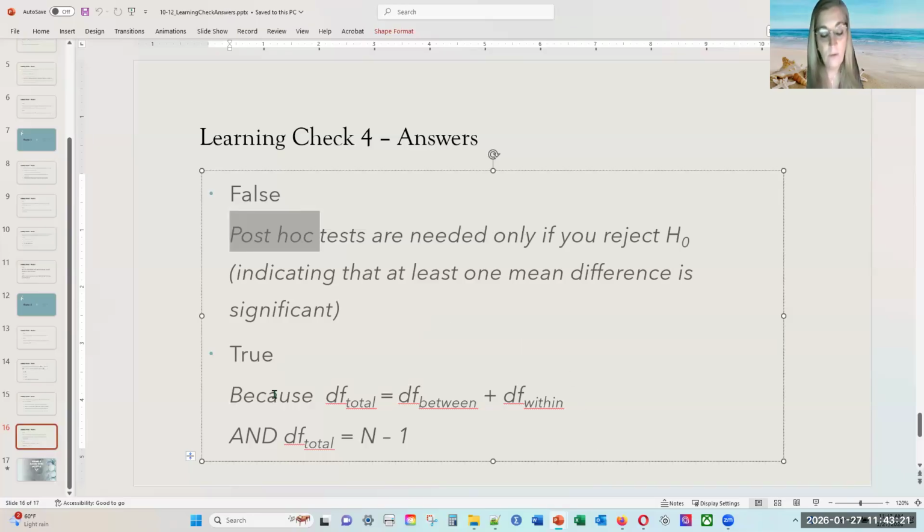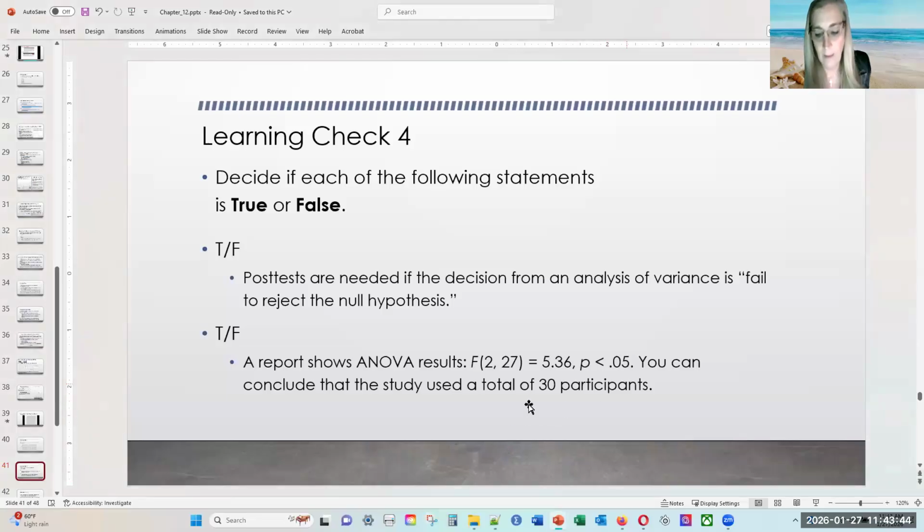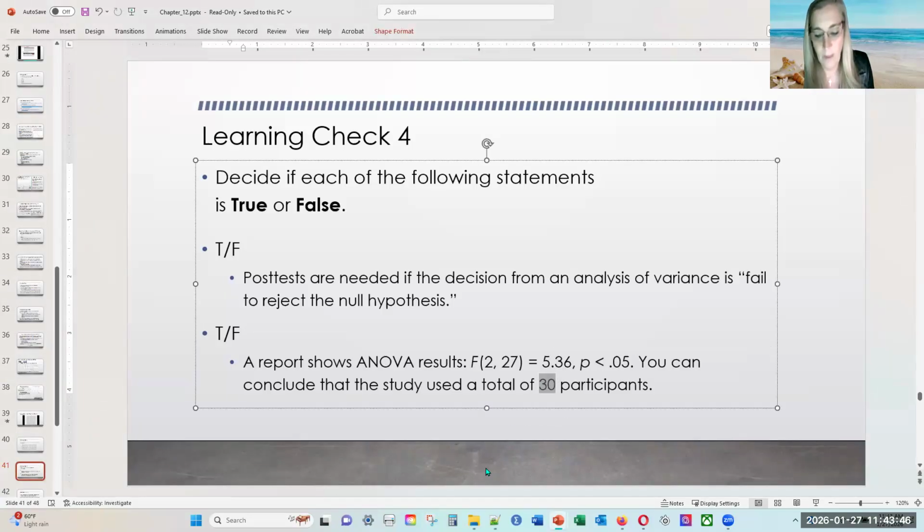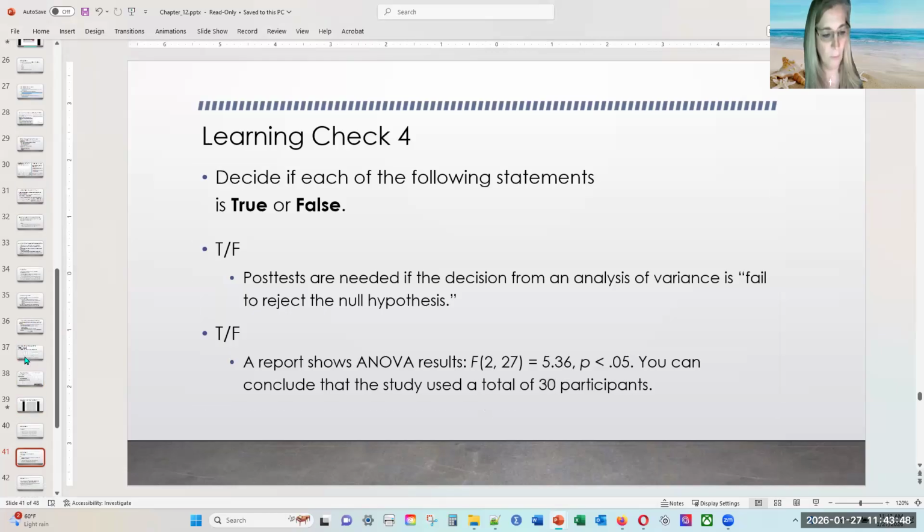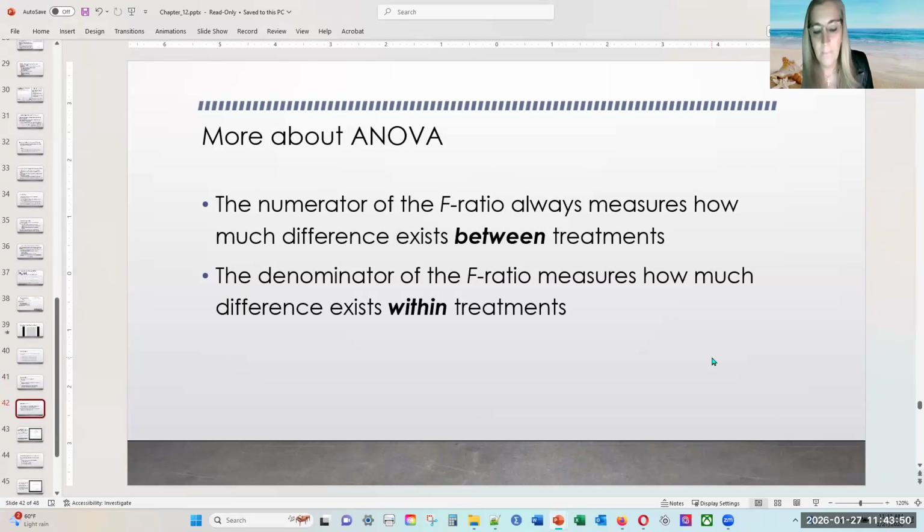All right, the last one is true. Because degrees of freedom total equals degrees of freedom between plus degrees of freedom within, and degrees of freedom total equals n minus 1, the total n is 30, like it mentions here. And we looked at that too, so hopefully you remember me mentioning that.